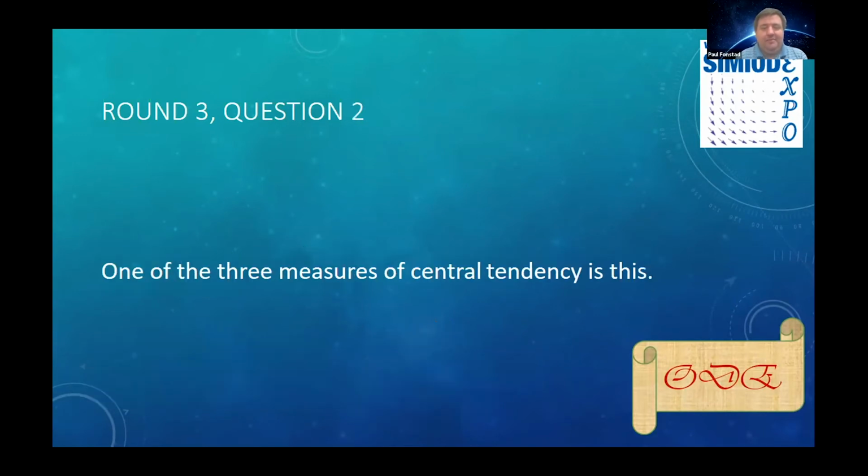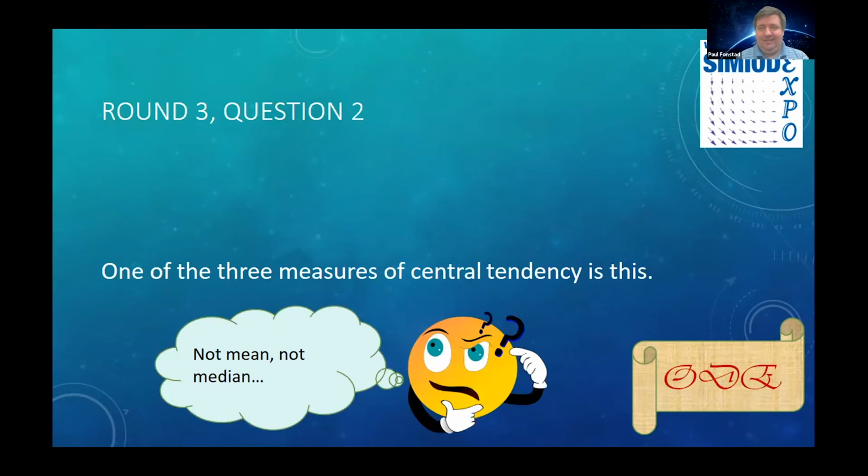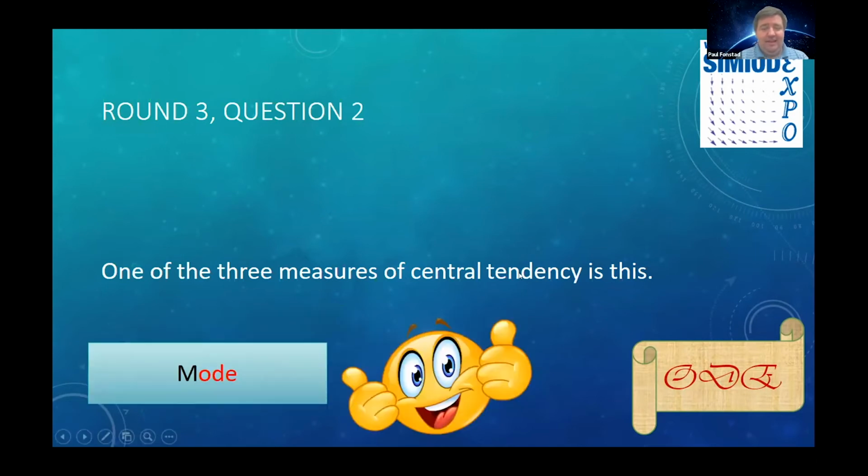Let's try a second one. One of the 3 measures of central tendency is this. It's not mean, not median. And Malia, I believe, was the first one to get that it is mode. Well done. Okay, let's try another one.